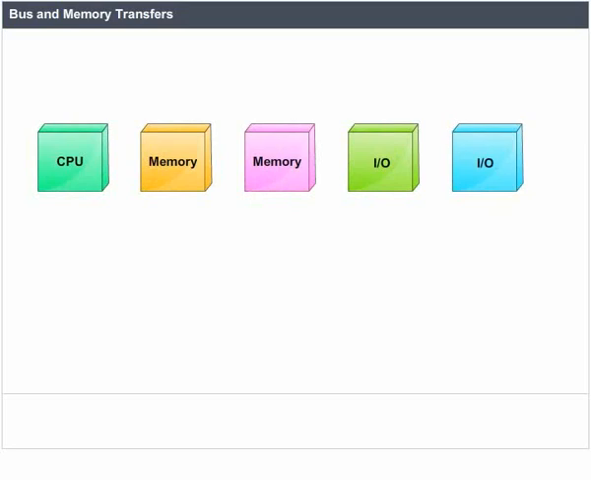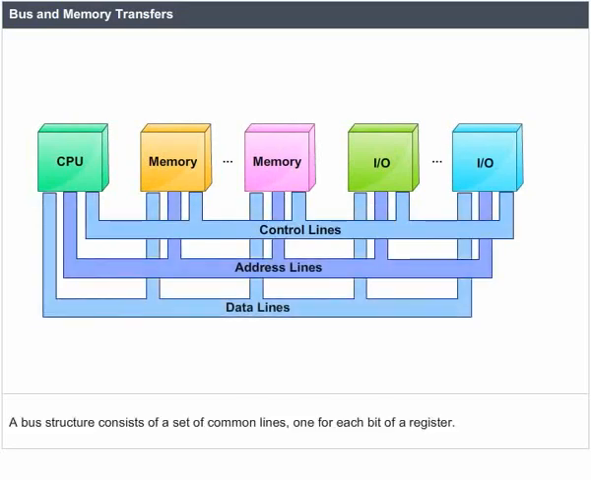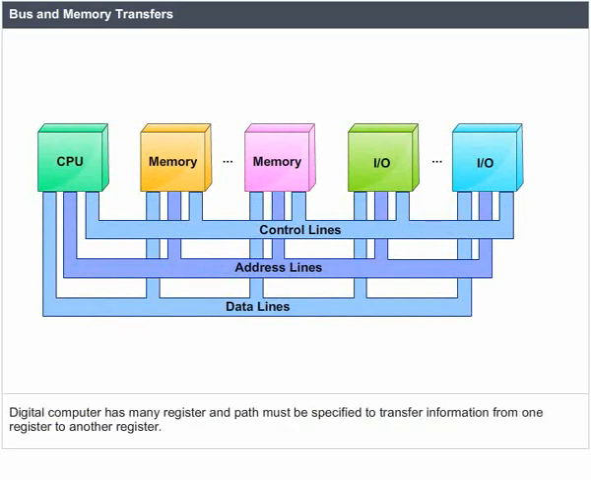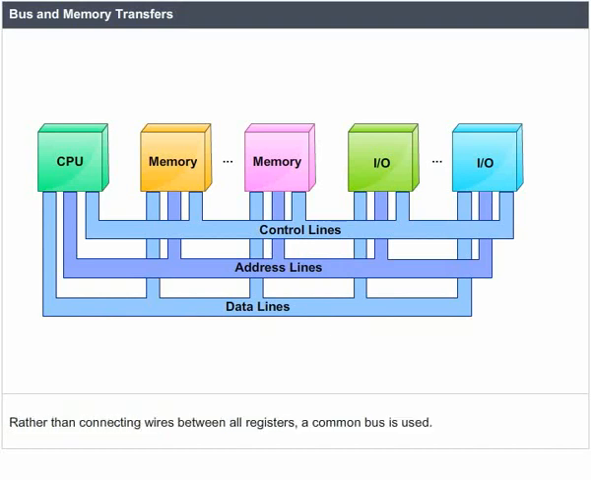Bus and memory transfers. A bus structure consists of a set of common lines, one for each bit of a register. A digital computer has many registers, and a path must be specified to transfer information from one register to another. Rather than connecting wires between all registers, a common bus is used. Control signals determine which register is selected by the bus during each transfer.